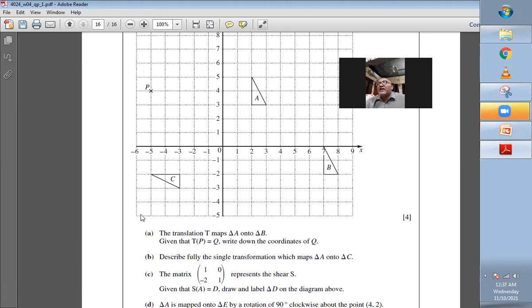For example, if I take this point, let me take this point. Okay. So this point moves 1, 2, 3, 4, 5 steps to my right side, and then 1, 2, 3, 4, 5, so negative 5 steps downward. So that will be the translation matrix. Let me show you.